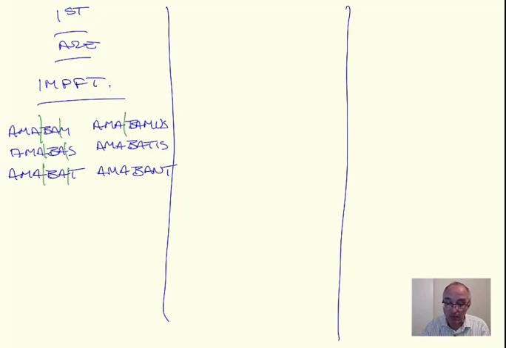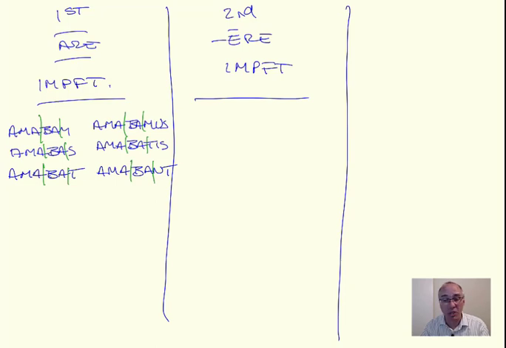the tense indicator, and the ending. And it's incredibly consistent across the board. For example, with our second conjugation, our long ERE verbs, the imperfect tense. What did we use? Habeo? Yes, we'll stick with habeo.